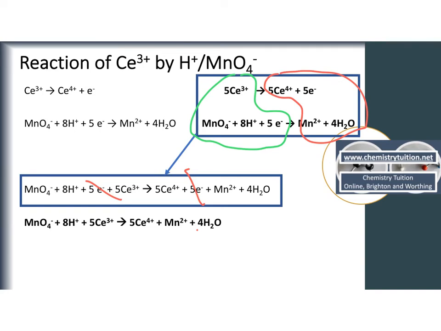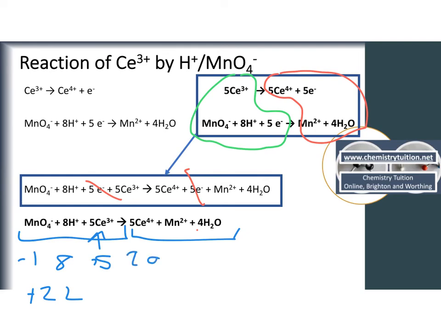It's always good to do a quick check of charge, so let's add up the charge on the left hand side first of all. So I have got 5 times 3 is 15, plus 8 positives, and I've got a minus 1 there. So that gives me overall 22 positives. And on my right hand side, I've got 5 times 4 is 20 positives, plus 2 for Mn2 plus, and that again gives me 22. So it's the same, which is a relief.